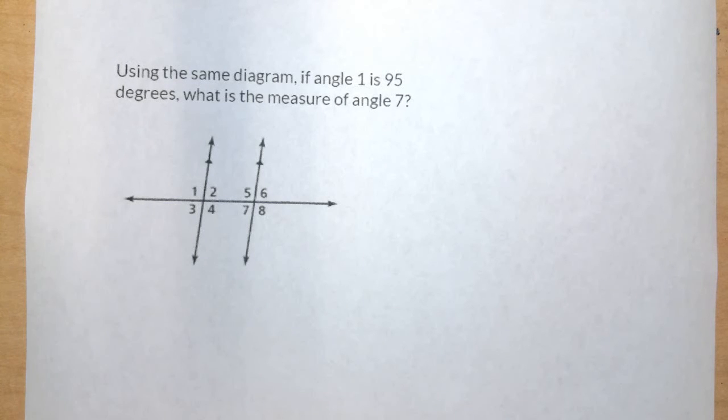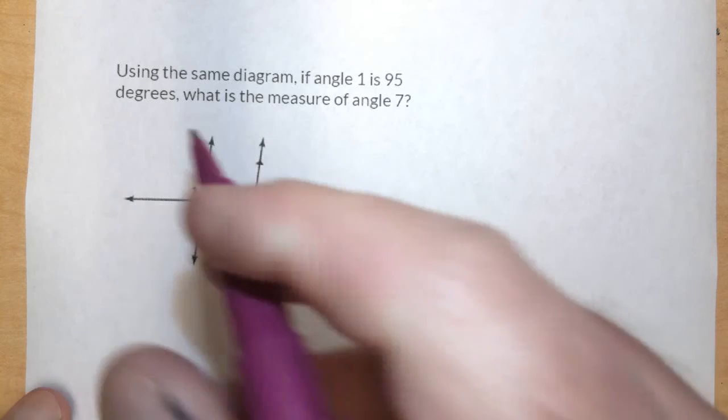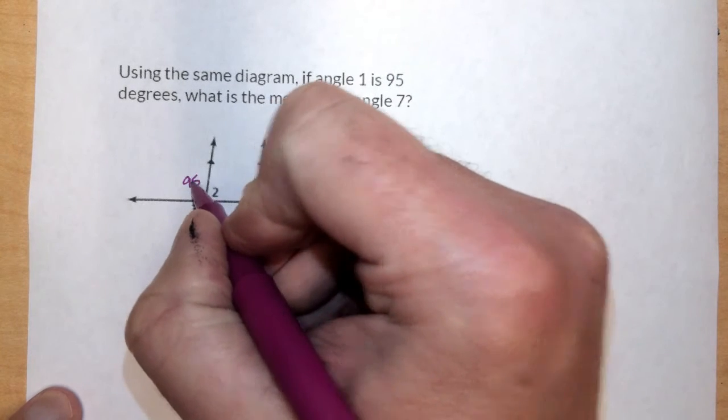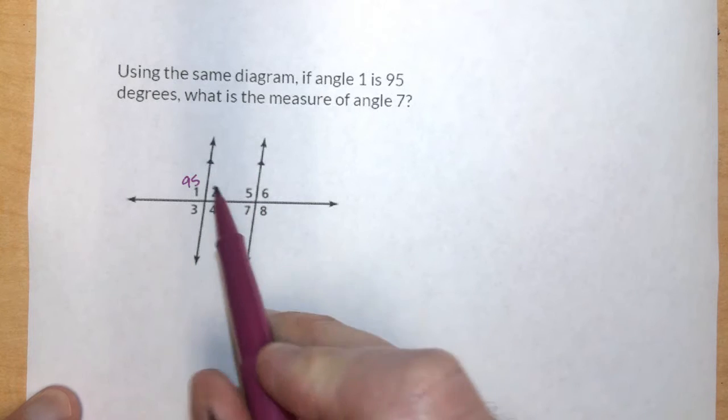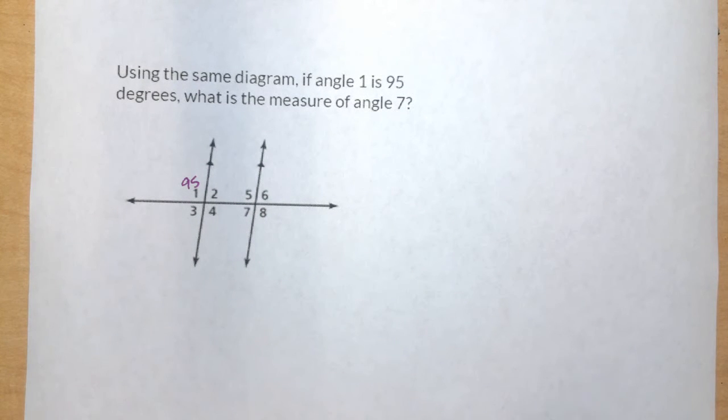All right, let's see how you did on this one, guys. So in this problem, we know that angle 1 is 95 degrees, and we're trying to find angle 7. Now, these don't have a named relationship like we've talked about. They're not corresponding, alternate interior, alternate exterior, whatever. But again, if we map these out, like we talked about in the last video, we can figure out what the angle measurements are.